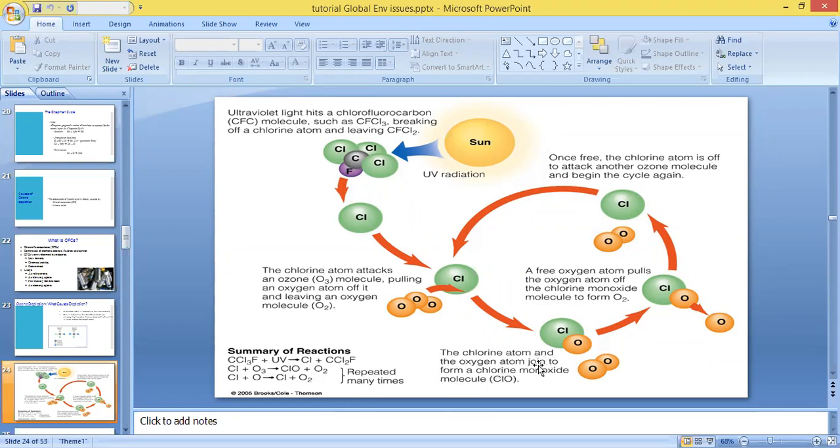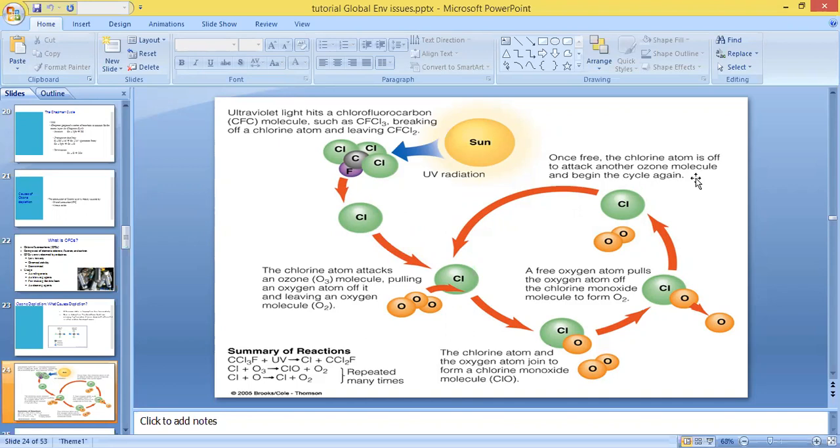Okay, so the chlorine atom and the oxygen atom join to form chlorine monoxide. So when only one atom of oxygen is there, what is it called? It is called monoxide. As we saw in the case of carbon monoxide, CO is called carbon monoxide, so ClO is called chlorine monoxide. Okay, so a free oxygen atom pulls the oxygen atom of the chlorine monoxide to form O2. Again, an oxygen atom is available freely, so it pulls that off from the ClO and it forms Cl plus O2. So that you can see over here. Once free, that chlorine atom is off to attack another ozone molecule and it begins the cycle again.